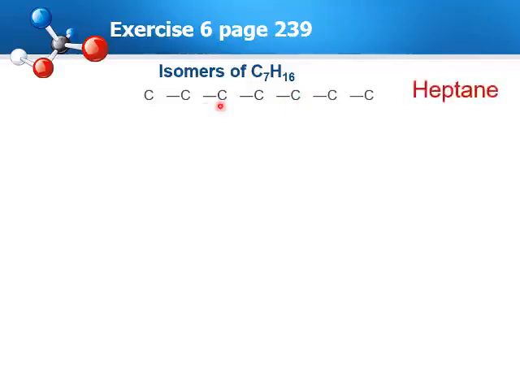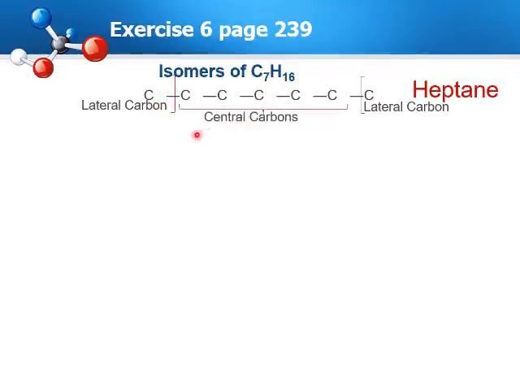In each structural formula we have lateral carbons, which are the carbons at the extremities, and the carbons between these two lateral carbons, which represent the central carbons. To find the other isomers, we must take off the lateral carbon each time, put it as a branch and connect it to one of the central carbons. If we take one lateral carbon, we obtain a main chain with 6 carbon atoms, and the carbon which is taken off must be attached to one of these central carbons.